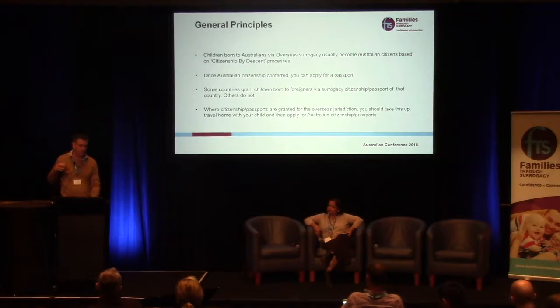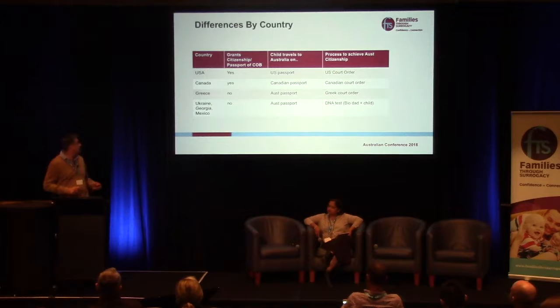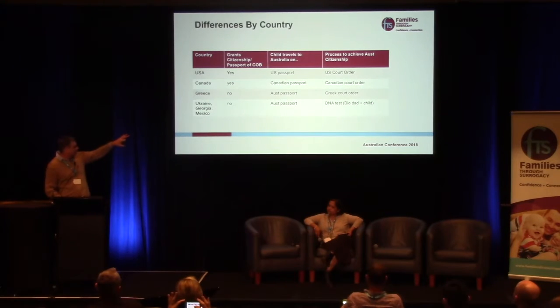Okay, so countries like, and we'll get to which ones don't in a minute. Where citizenship and passports are granted, like the US or Canada, you take that up, travel home with your child on that passport, the US or Canadian one, and then apply for your Australian stuff back here. So what are the differences? The US has a US court order and Canada has a similar document which you're going to be using instead of a DNA test to prove that the child is yours.